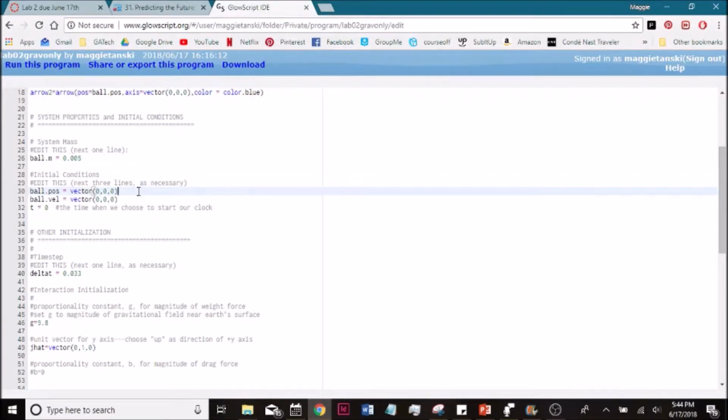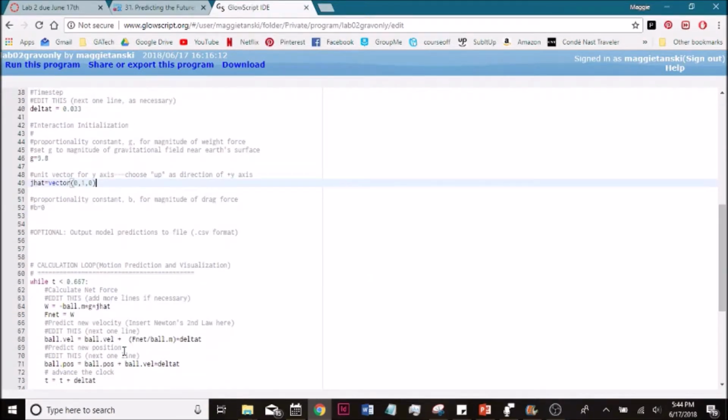For the first computational model, we set the initial position and the initial velocity to both equal 0, as the ball's initial position was defined as the origin and the ball was dropped from rest. J hat, which determines the direction of the y-axis, is vector 0, 1, 0, so that up is the direction of the positive y-axis.